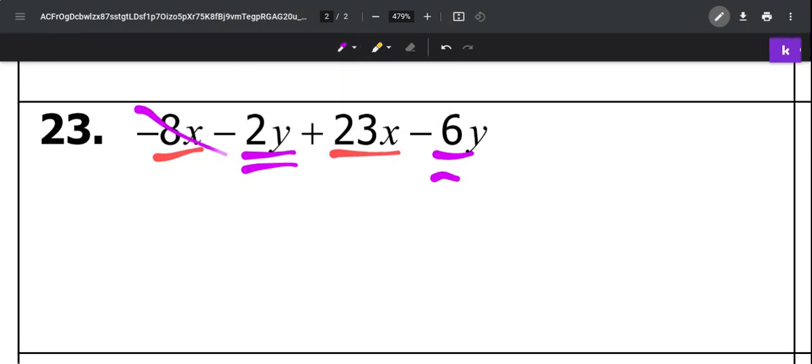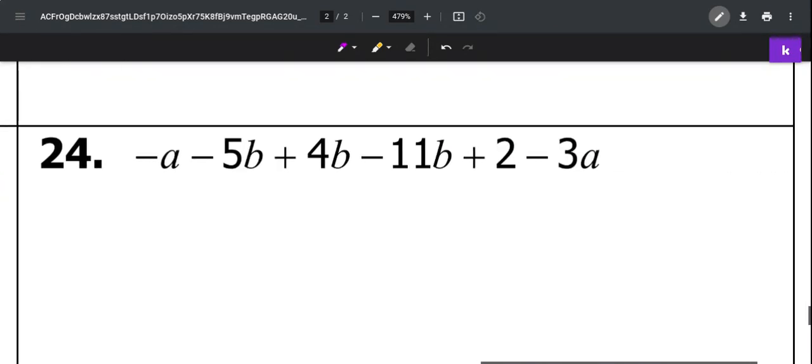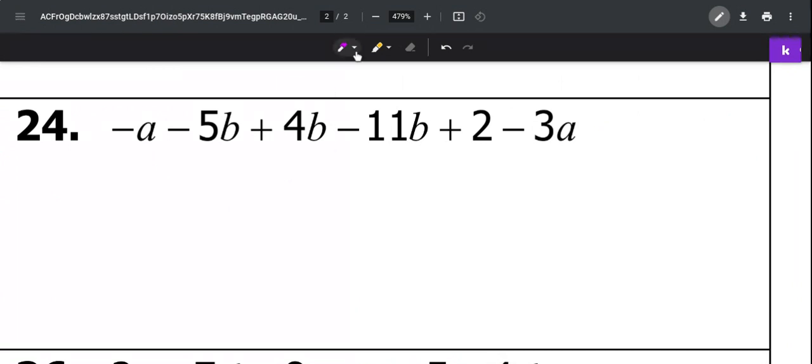And so for this one, we would say negative 8 plus 23 would give me 15x, and then negative 2y minus 6y would give me minus 8y. So these two also can't combine together. Just like on this one for 24.